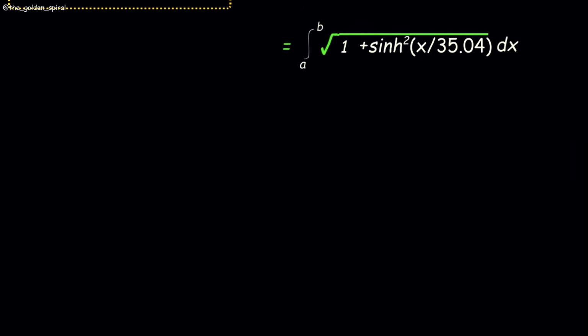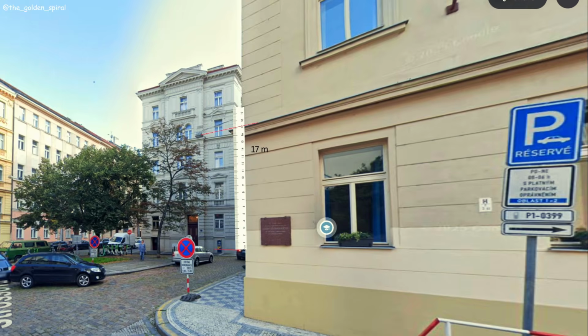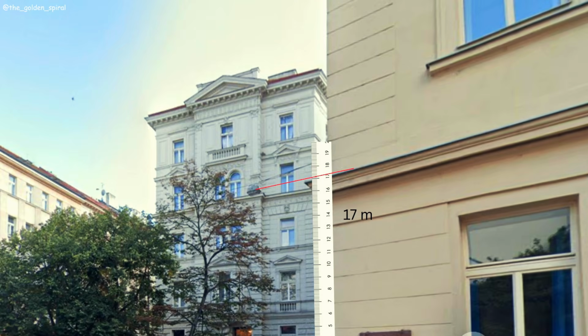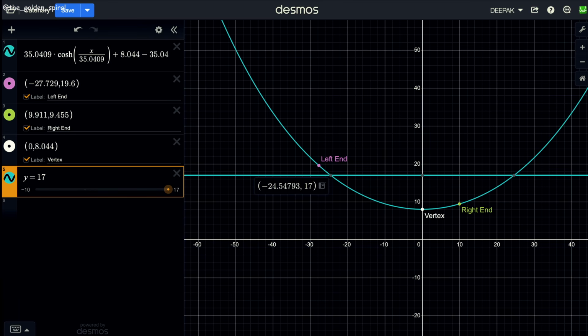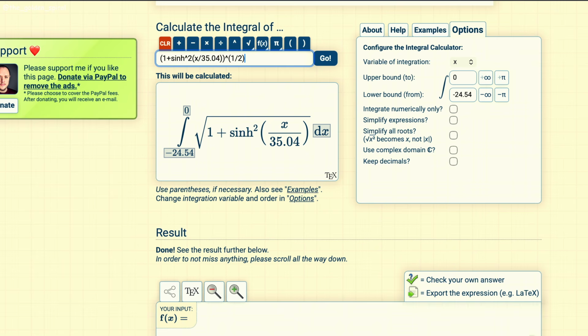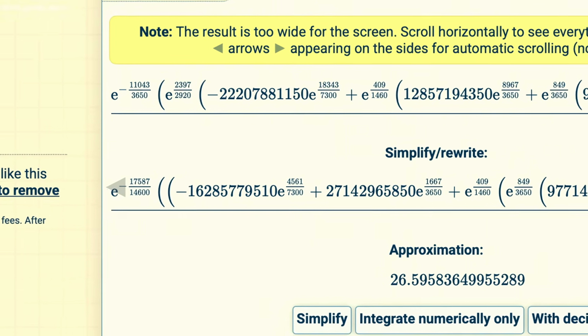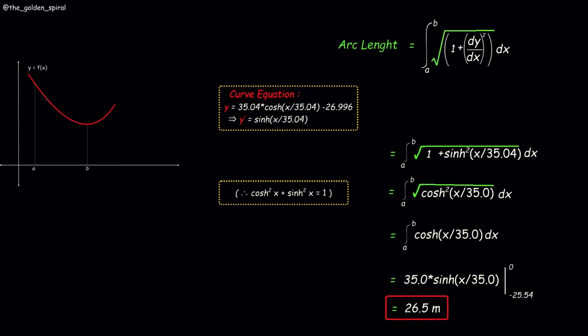Here the upper limit is the x coordinate of the vertex, that is 0. The lower limit is the point where he jumps to hold on to the wire. From this building, he jumps approximately 17 meters above the ground, whose x coordinate on the curve is approximately minus 24. So we can put in this lower bound, and I am using this online tool for integration, which gives the length that is to be traveled to get down to the vertex as 26.54 meters.